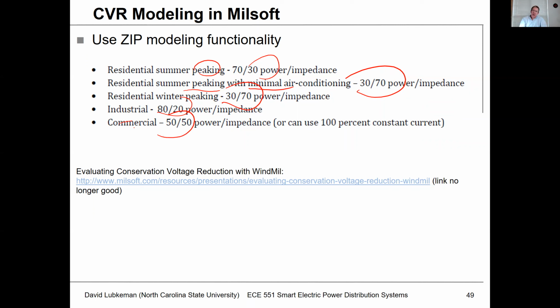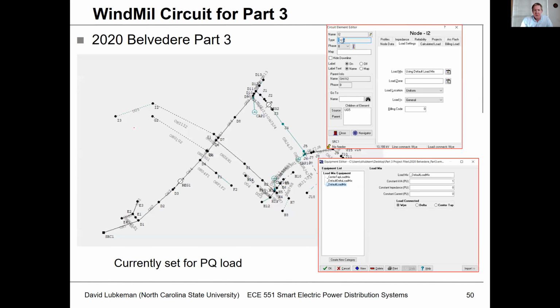So anyway, these are just some guidelines that are provided by Milsoft in terms of how you might want to adjust these values. To do better than this, you probably have to do some measurements on the circuits you're working with to see exactly what those factors would be. These are just some default assumptions based on their experience.